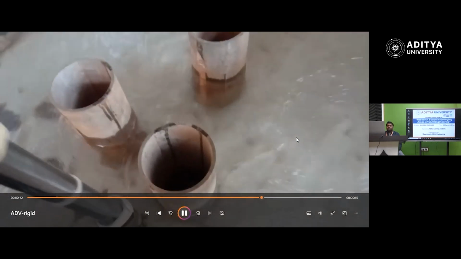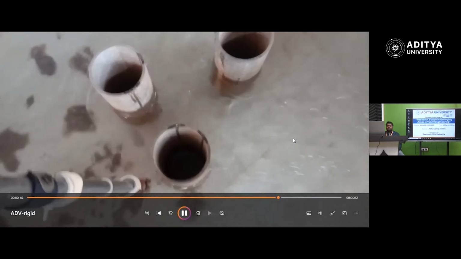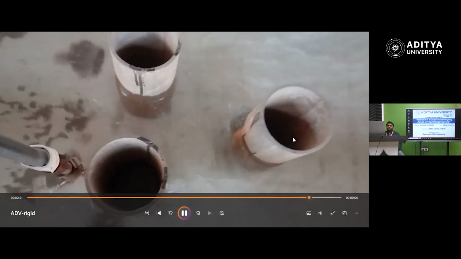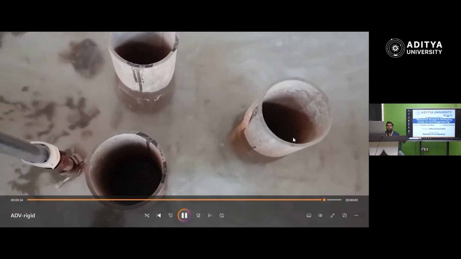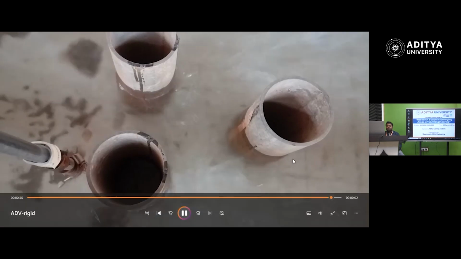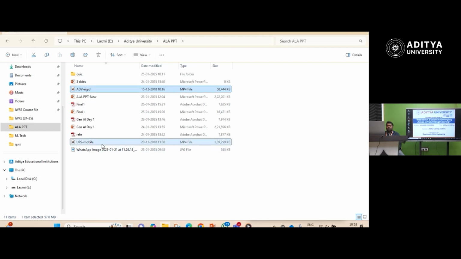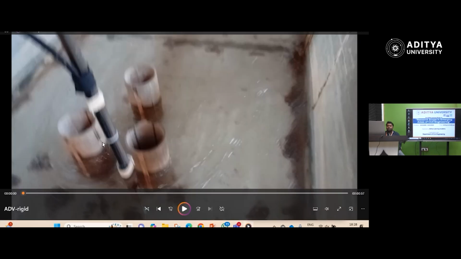This is the rigid bed experiment, meaning there are no sediment particles in the flume. This is how the staggered arrangement looks. Left to right is the flow direction. Yeah, this is the ADV data collection sample video, and in the same way, I can show you how the ultrasonic ranging looks, because these are the two instruments I have used during my entire research.